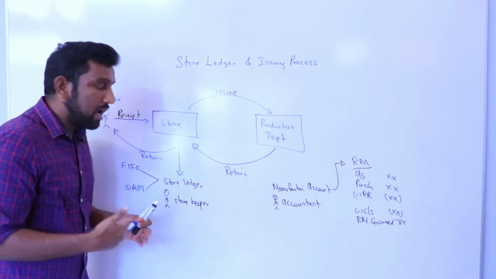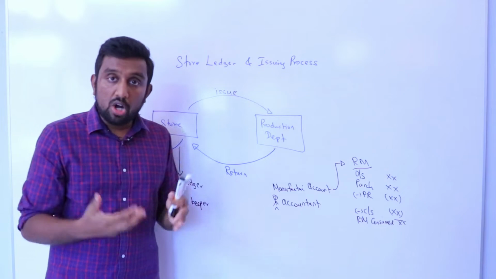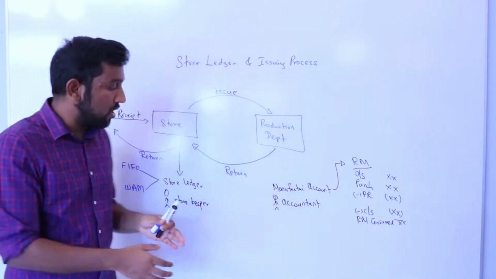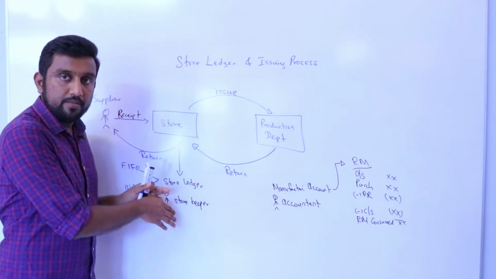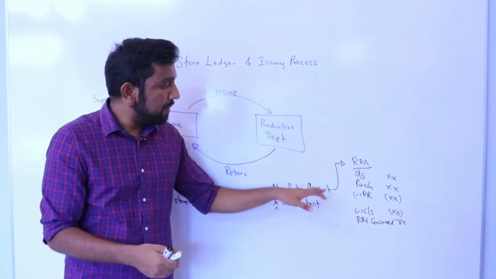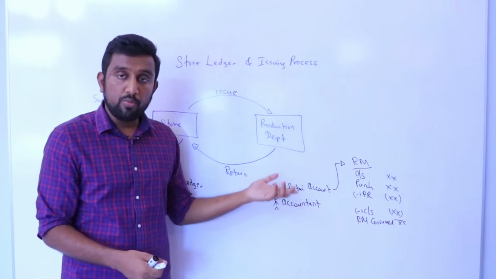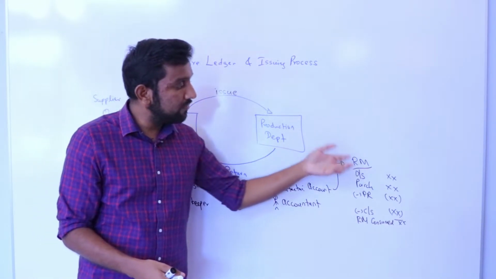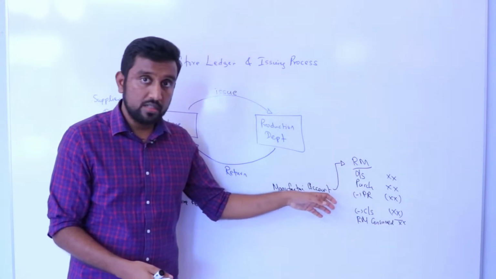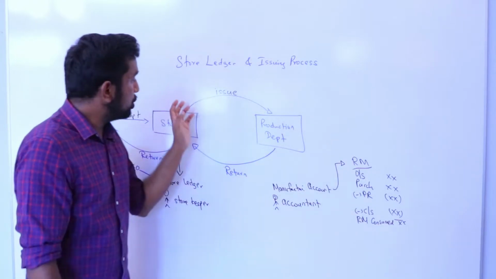So this is the purchase for whom? The store. Does the storekeeper prepare any accounts? No. He prepares only the store ledger, not any final accounts. The final accounts will be prepared by the accountant in the manufacturing or production department, and he has different stock, different purchase and purchase return.